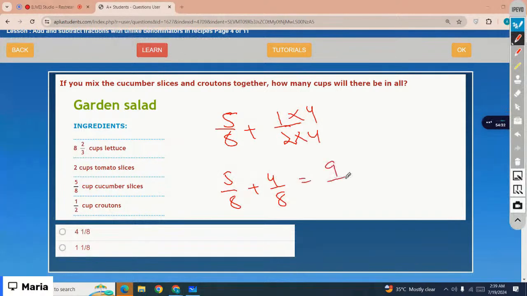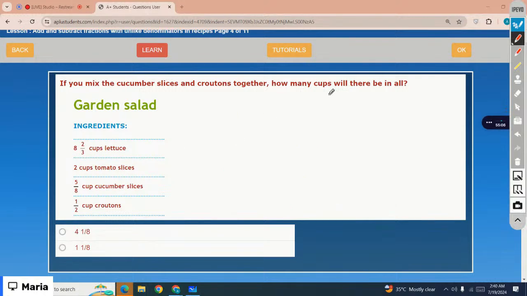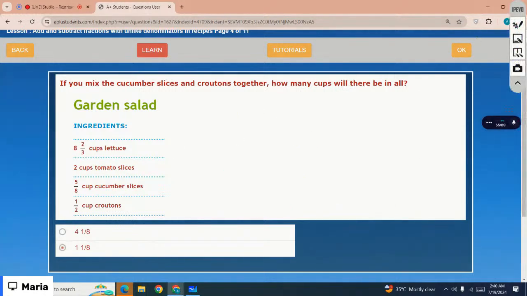So when you add, that is 9 over 8. You have to divide. 8 times 1 is 8. You have 1 as remainder. That is 1 whole 1 over 8. The correct option is 1 whole 1 over 8. Option number 2 is the correct option.